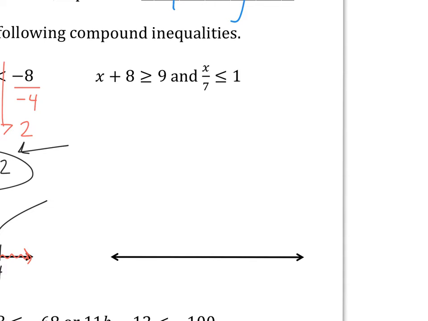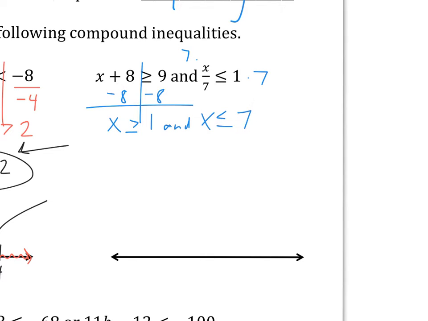So this says x plus 8 is greater than or equal to 9, and x divided by 7 is less than or equal to 1. So we'll go ahead and solve both of these inequalities like we did the last example. And I'll subtract 8 from both sides and get x is greater than or equal to 1. And then over here with the second one, to undo the division by 7, I'll multiply by 7 on both sides and get x is less than or equal to 7. And then we have and here in the middle of our statement.